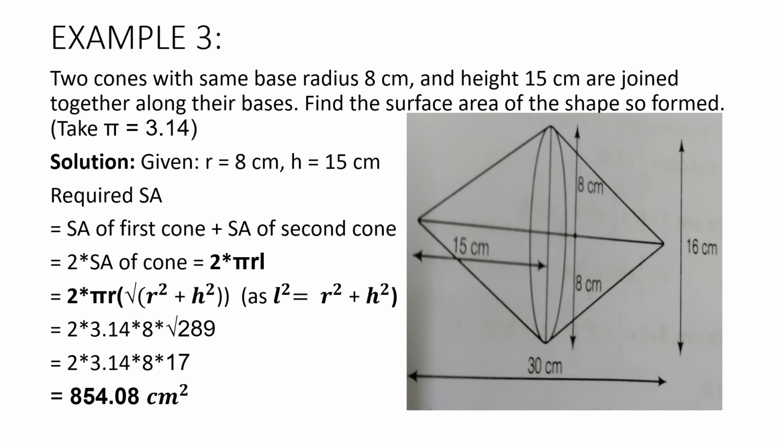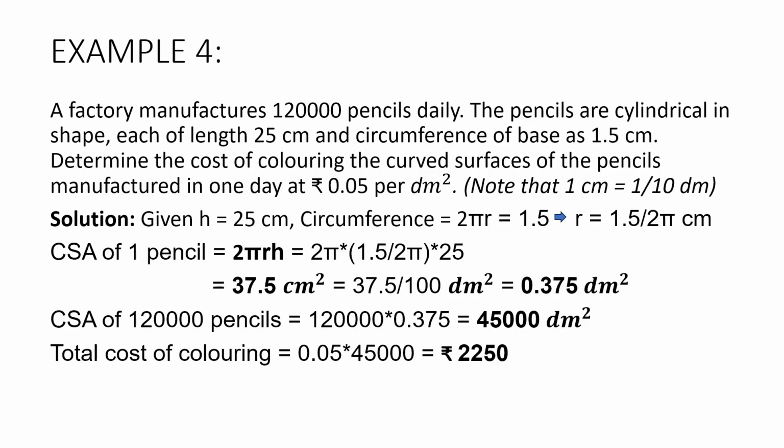So 2 into surface area of the cone. So that is equal to 2 into pi r l. 2 into pi r. What is l? Again, since it is a right circular cone, you have l square is equal to r square plus h square. So putting the values, we get the required surface area as 854.08 centimeter square. Don't forget to write the units.